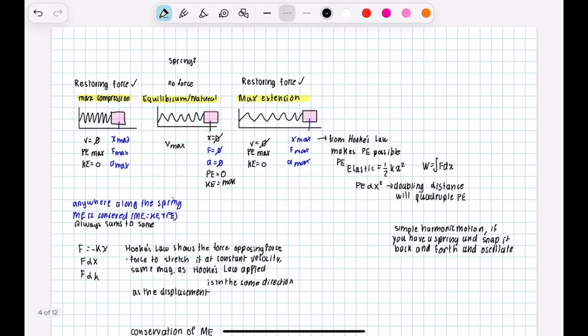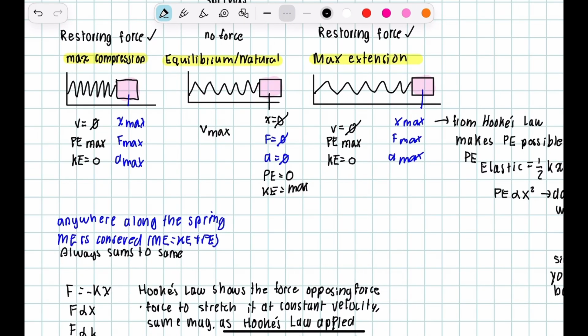So here again we can see the restoring force. Here there's 0 velocity, and the potential energy is at its max. The x displacement is at its max, and the force is at its max, and the acceleration is at its max for max compression, and there is a restoring force. At the equilibrium, or the natural state, there is no force acting on it.